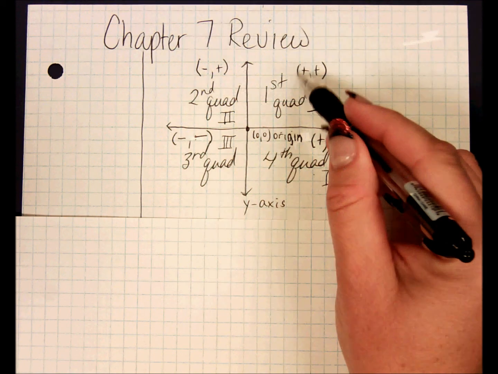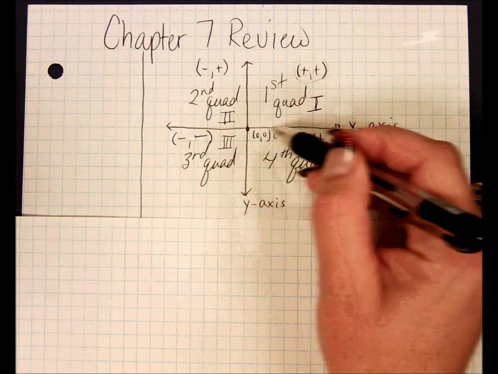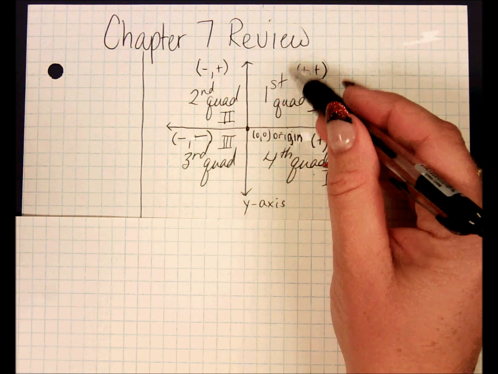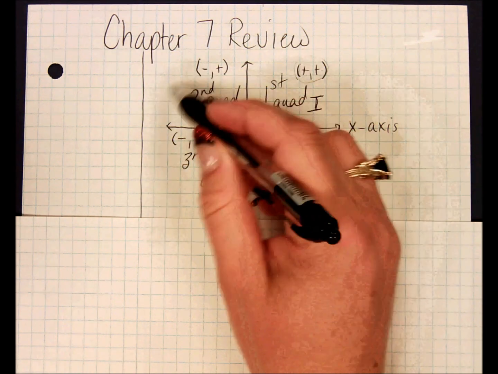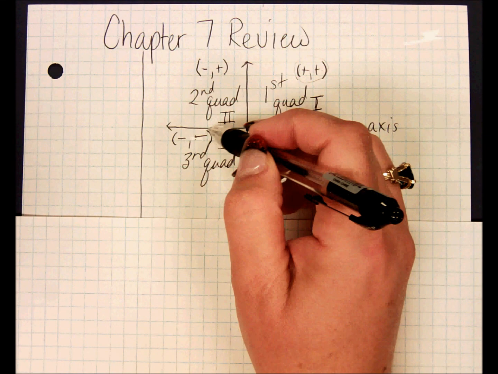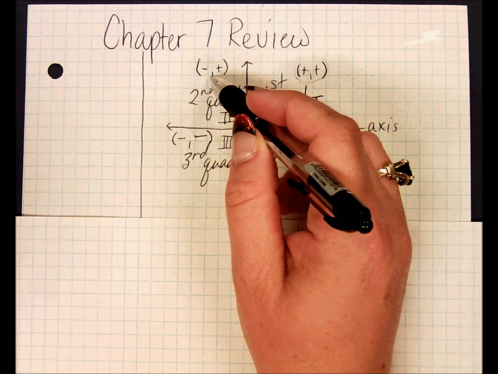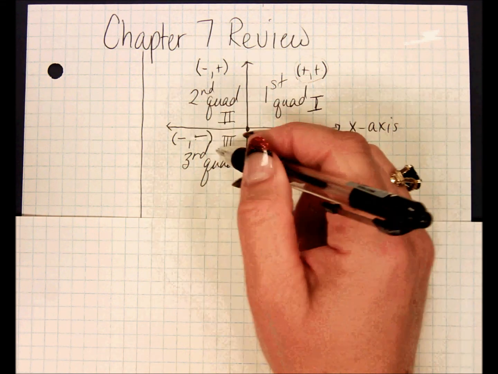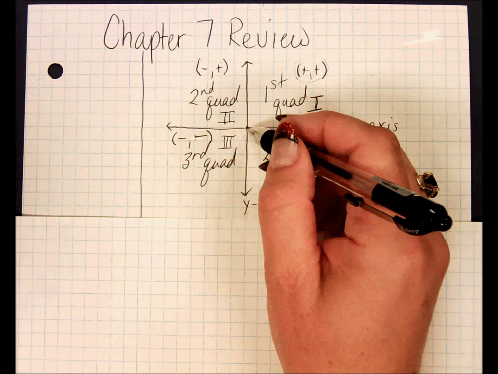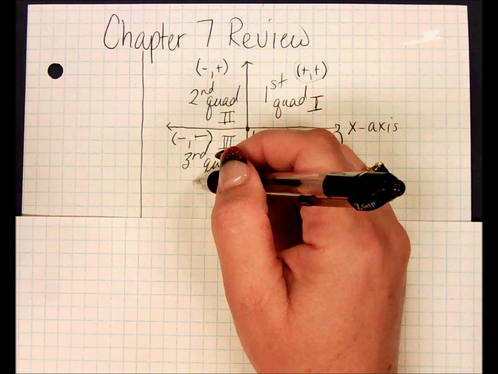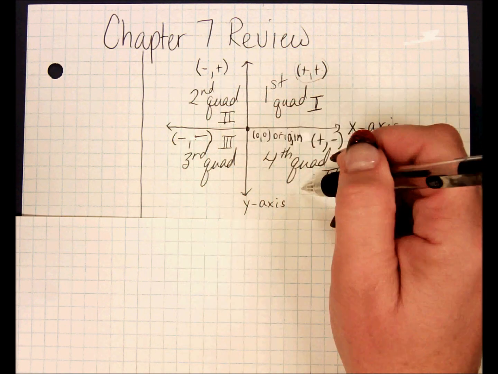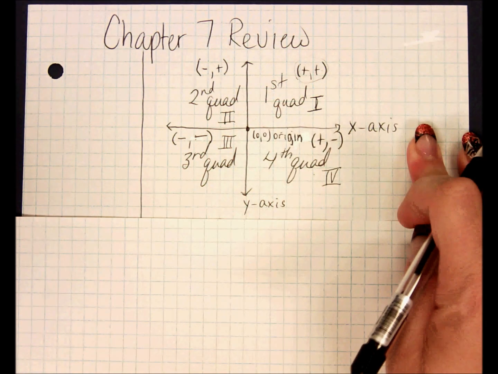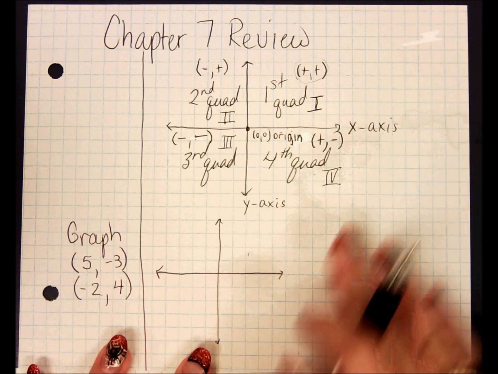The points in this section, so if I go over 3 up 4, they're both positive on this one. If I'm going to end up in the second quadrant, my x value is negative, my y value is positive. Same here with the third quadrant. Both my x and my y are negative, and over here in the fourth, you get a positive x but a negative y. All right, so now let's just graph a couple points.